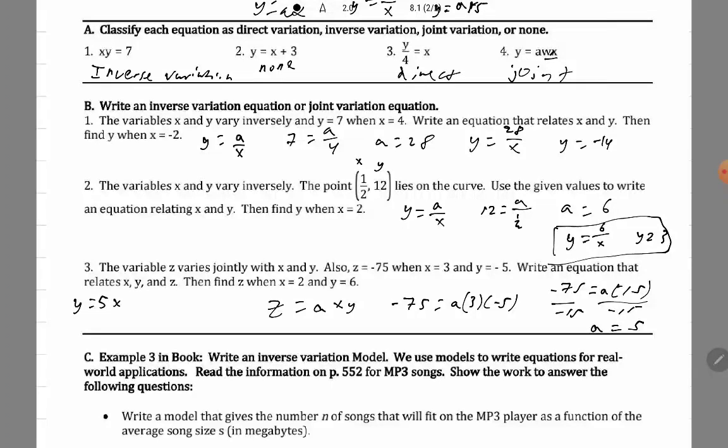So my equation, z, sorry, z equals 5xy. That's our equation. And then we need to find z when x is 2 and y is 6. 2 times 6 is 12. So z equals 5 times 12. That's 2 times 6. And so z is 60.